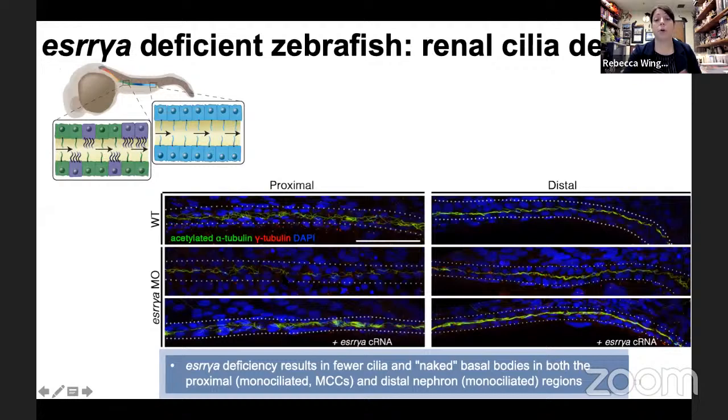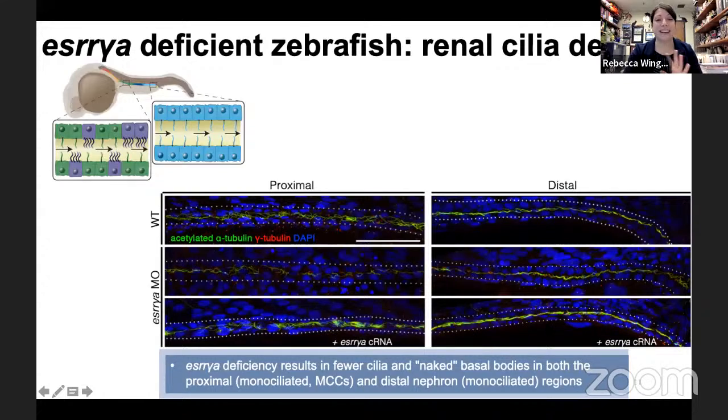And as part of her work to validate the tools that she has been using, she performed rescue studies. In this particular case, she provided the normal transcripts that encode estrogen-related receptor gamma A to these animals. And when those normal transcripts are delivered along with the tool to disrupt the endogenous expression, you can see that she had a robust rescue of the amount of cilia. She could significantly rescue cilia length, and the number of cells that had the naked basal body was returned to normal. And this was true in both the proximal and the distal.